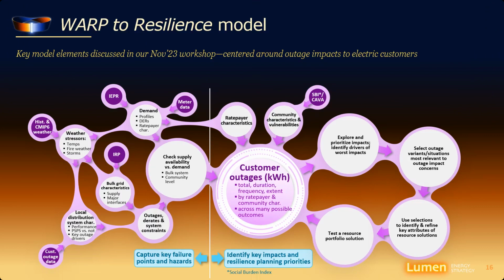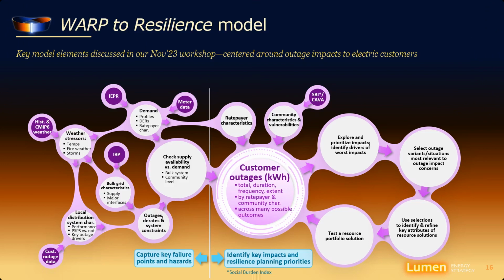And then everything on the right helps us identify key impacts and resilience planning priorities. So recognizing that, and this is something that we've discussed extensively in the workshops last year, recognizing that not all outages have the same impact, there is a need for prioritization. So the loop that you see on the right side highlights the iterative process that we've outlined to explore and prioritize resilience situations and identify resource attributes that are needed to help in those situations.